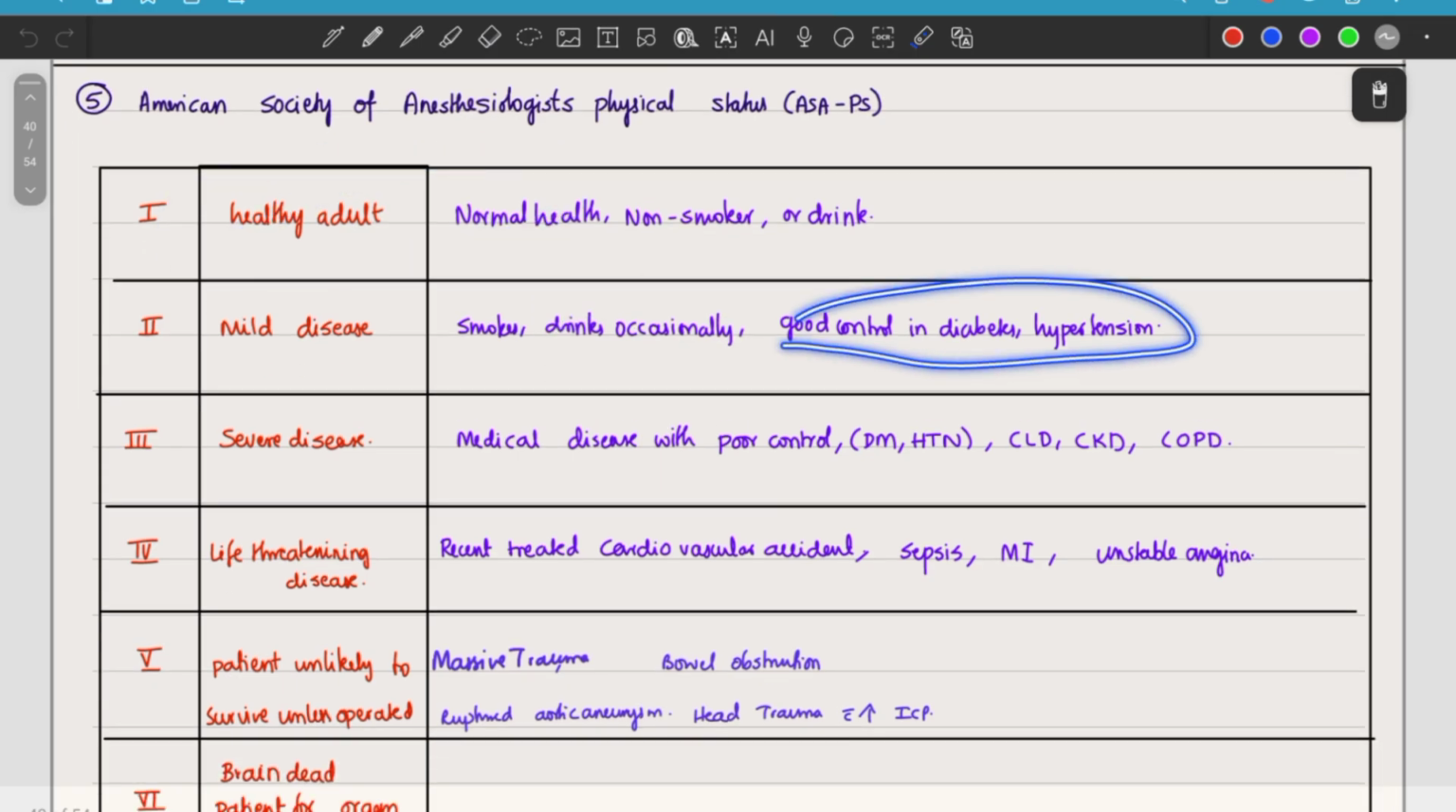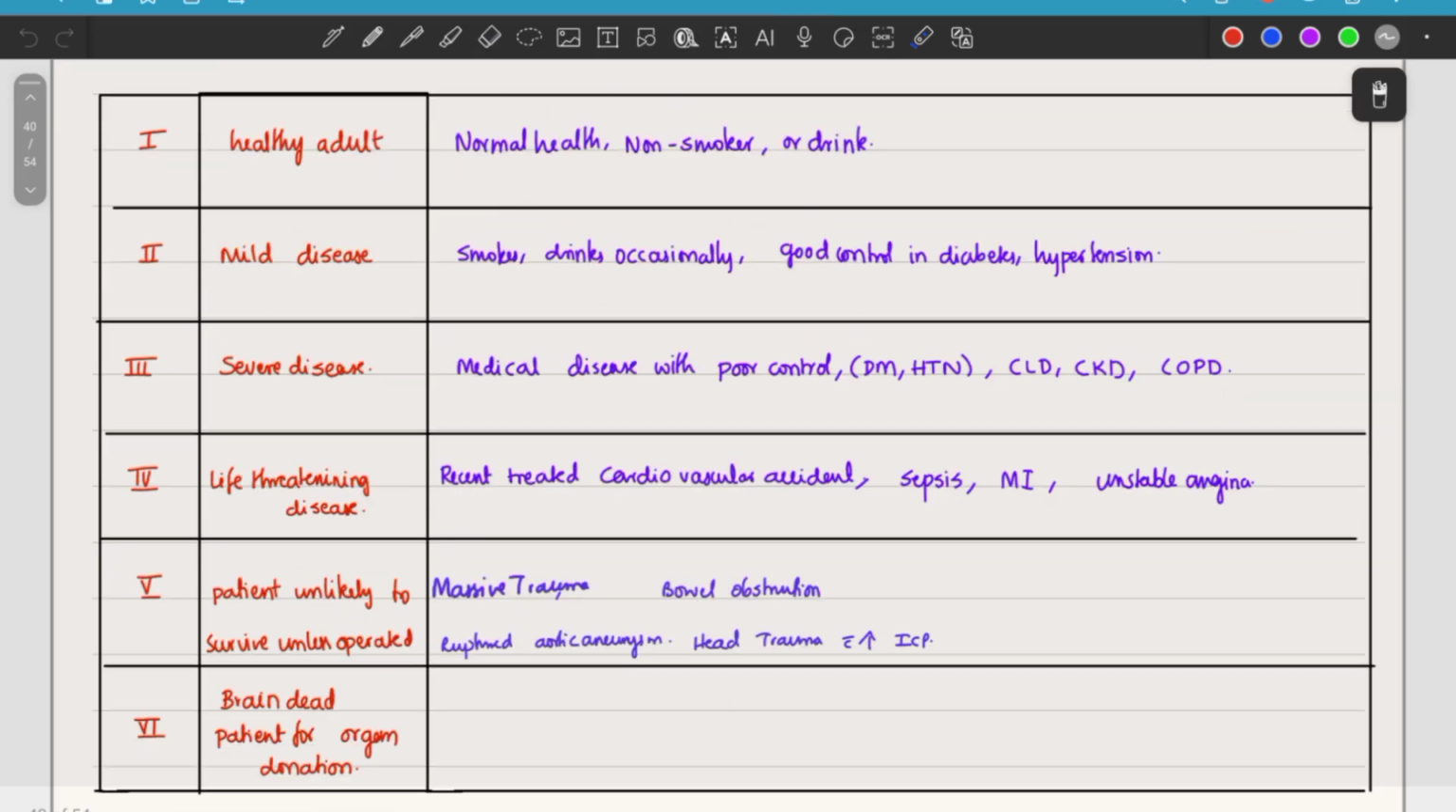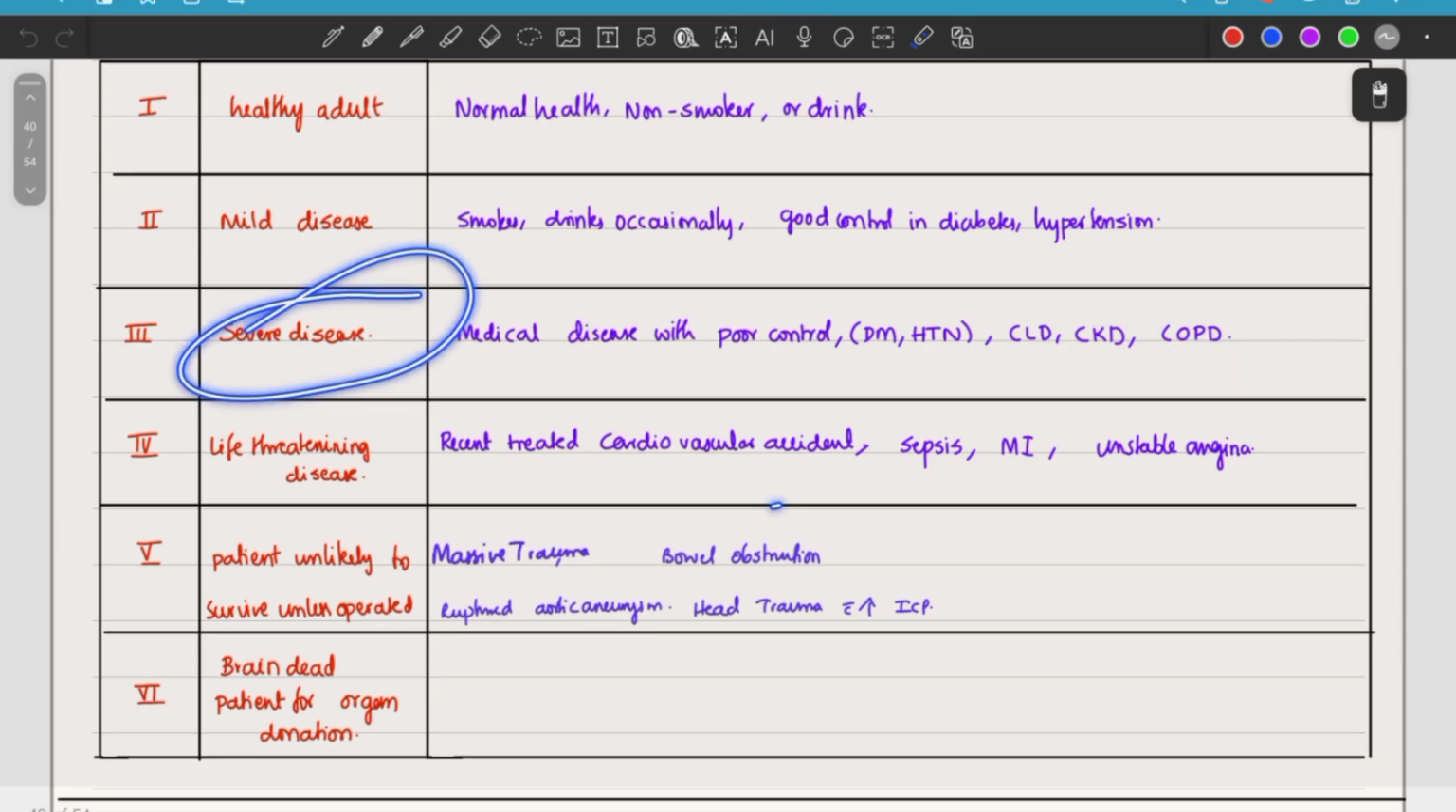And well-controlled diabetes, hypertension will come in 2. This patient has some disease, diabetes, hypertension, but he is able to go on trips and all. But in severe disease, he has disease with poor control, hence he can't go anywhere, like any trips. So CLD, CKD, COPD, everything comes in severe disease. Class 3 is severe disease. You have to remember that there is nothing called moderate disease here.